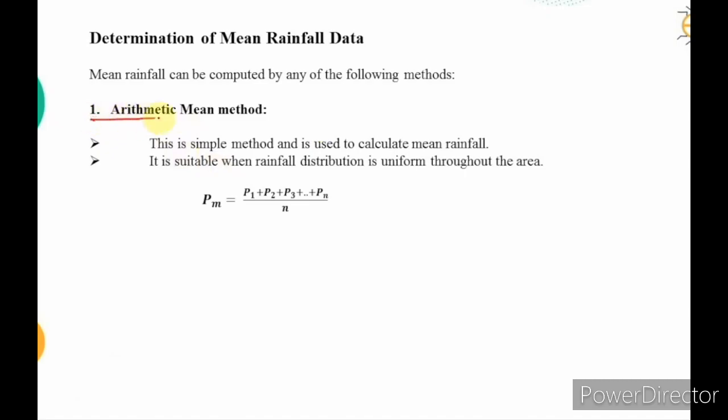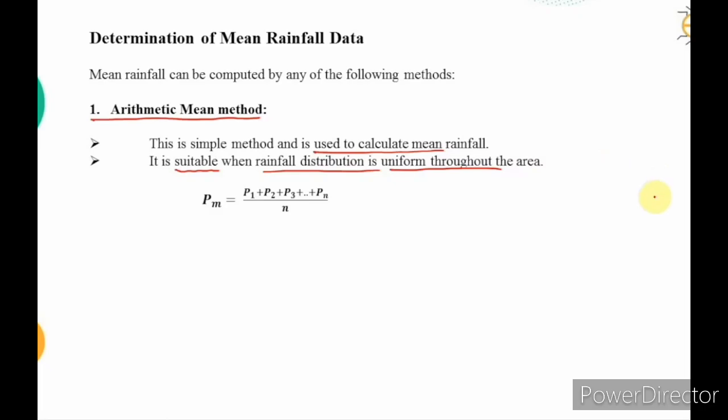First one is the arithmetic mean method. It means the simple average method, which is used to calculate the mean rainfall, and this method is suitable when rainfall distribution is uniform throughout the area.